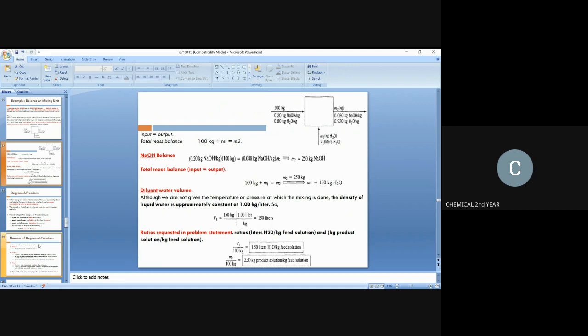The ratios requested in the problem statement are liters of water per kg feed solution and kg product solution per kg feed solution. V1 divided by 100 kg is equal to 1.50 liters water per kg of feed solution. m2 divided by 100 kg is equal to 2.50 kg product solution per kg feed solution.